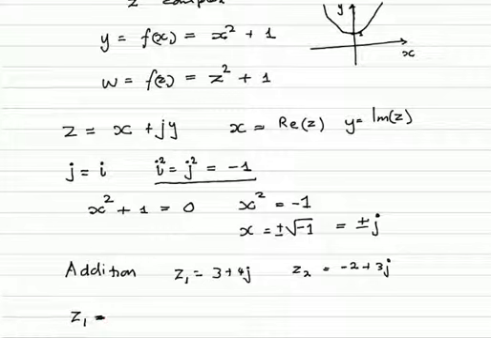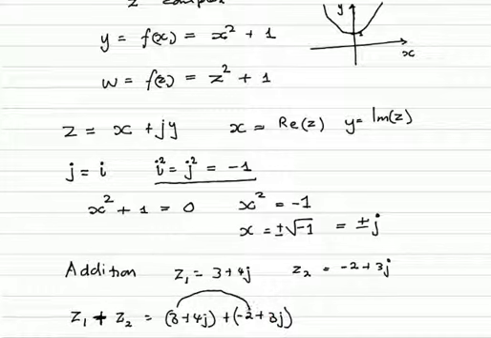Let's say z1 plus z2 is going to be 3 plus 4j plus minus 2 plus 3j. In this case, you can see that these two parts here are real parts, and these two parts there are imaginary parts. Then j is just a label to tell you that this is the imaginary part.